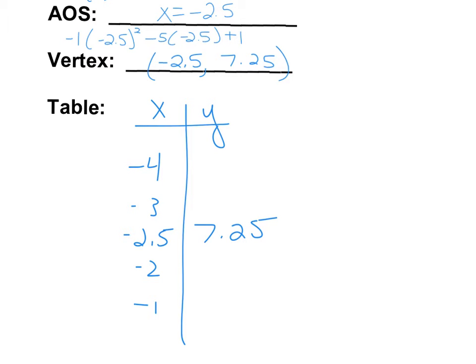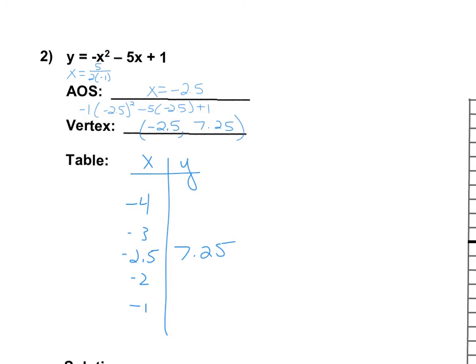All right, so I'm gonna go ahead now and plug in, doesn't really matter, I'll plug in the -4. So I've got -1 times -4 squared minus 5 times -4 plus 1. And when I type that in my calculator, I ended up with a 5. So I have a 5 here and here.